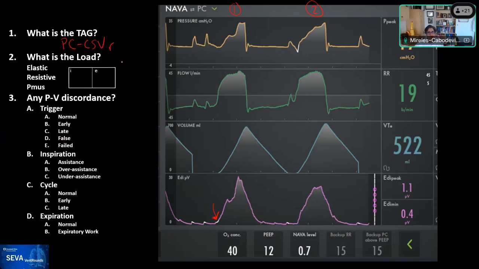Alrighty. So because we're controlling pressure during inspiration, what's the load during inspiration? Elastic, resistive, or PMOS? And for that, you look at the flow waveform because we're controlling pressure. So what's happening during inspiration? Elastic, resistive, or PMOS? Yeah, so almost by definition, because you're on PC-CSVr, you should have PMOS as the main load during inspiration.